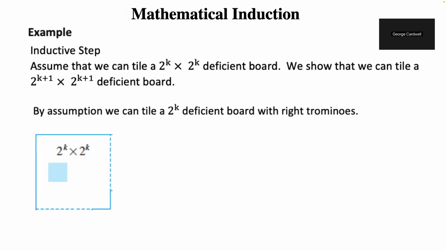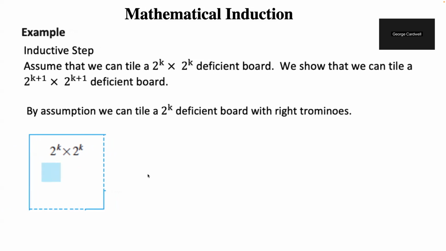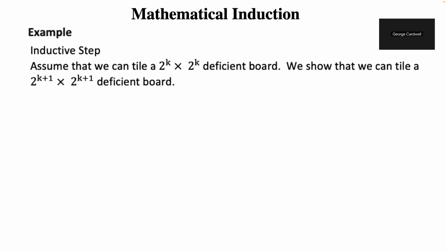So by the assumption, we're assuming that we can tile a 2 to the K deficient board, one that'll have 2 to the K rows, 2 to the K columns, just by removing one of the squares out. So I remove one square, all the rest of the squares can be covered with right trominos. That's what we're assuming. Since we're assuming that we can tile a 2 to the K by 2 to the K deficient board, we now have to show that we can tile a 2 to the K plus 1 by 2 to the K plus 1 deficient board.